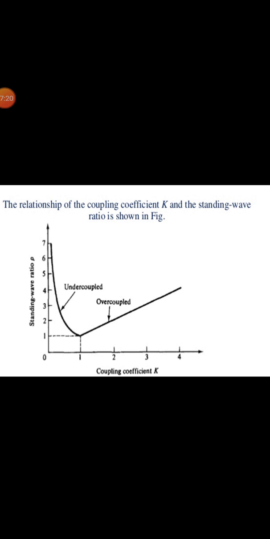So here is the diagram which shows the relationship of the coupling coefficient and the standing wave ratio, which shows the undercoupled and overcoupled regions.